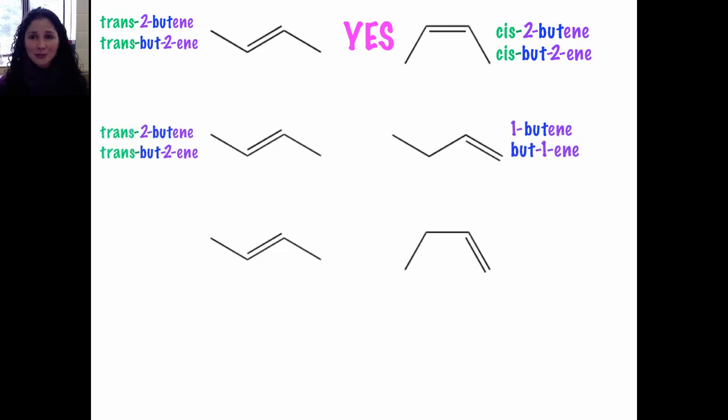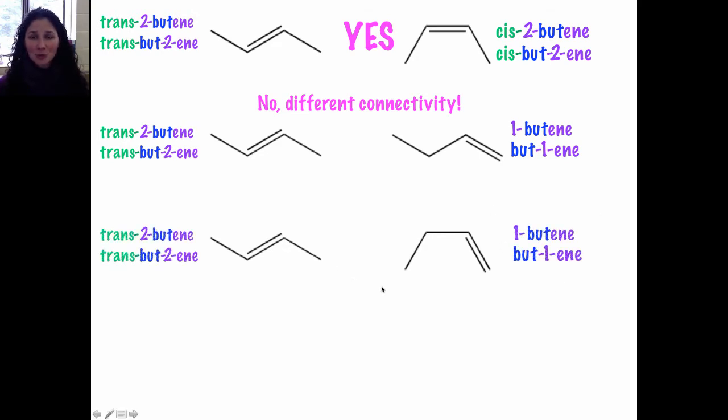They would have different names because the double bond starts in a different place on each molecule. The first molecule is trans-2-butene, and the second molecule is 1-butene. These are not cis-trans isomers, they are constitutional or structural isomers because they are connected differently. This is also the case for the third example. In fact, these are the same two molecules, except that 1-butene is drawn in a different orientation.